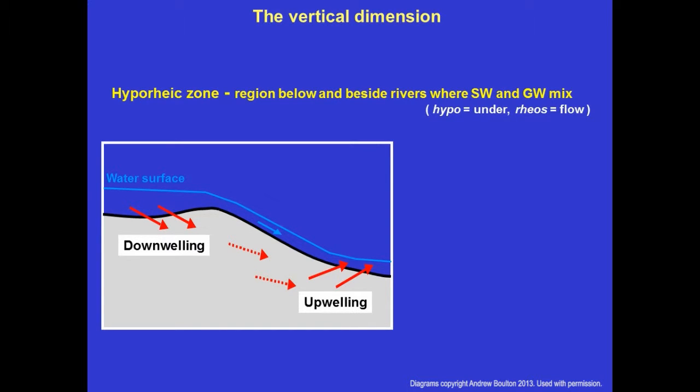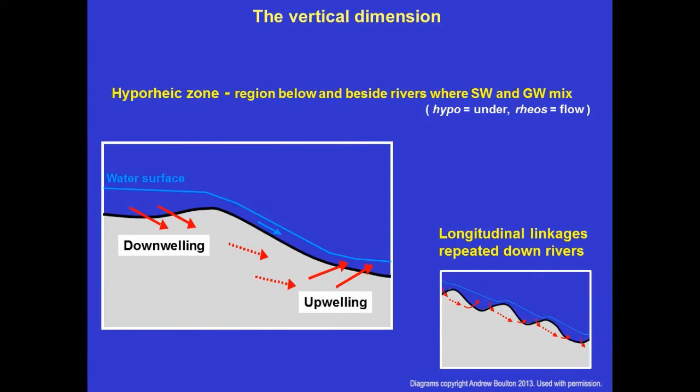And in this area where surface water downwells into the sediments and then upwells, people have called this area the hyporheic zone. Hypo means under, like a hypodermic needle under the skin. Rheos is a gorgeous word for flow, and so the underflow area refers to where groundwater and river water exchange below the river and laterally below the banks.